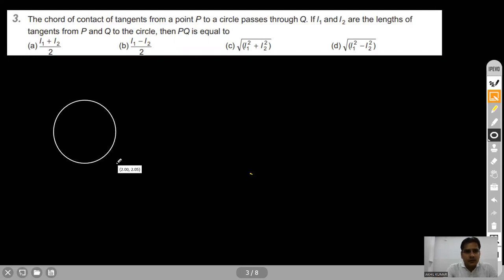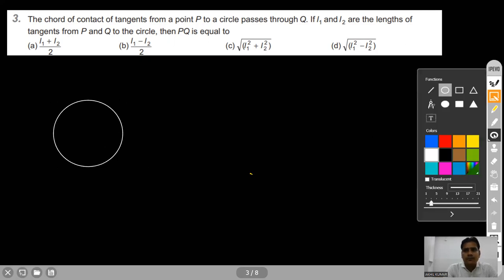Okay, let's try to visualize it by drawing a sketch. So this is our circle. The chord of contact from a point P. Suppose this is our point P from where we are drawing the tangents. So this is our pair of tangents from point P, and this is our chord of contact, right? This is our chord of contact, which is passing through Q.